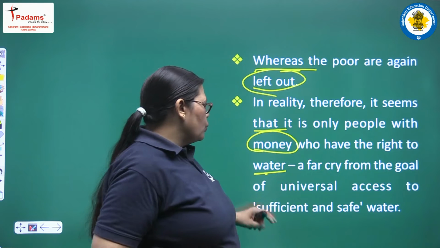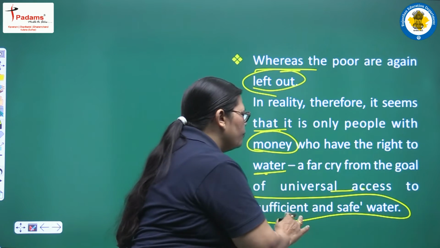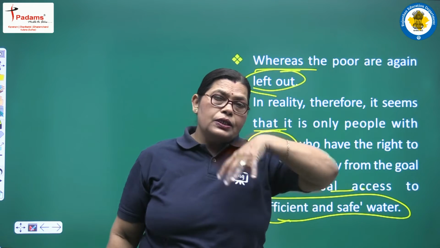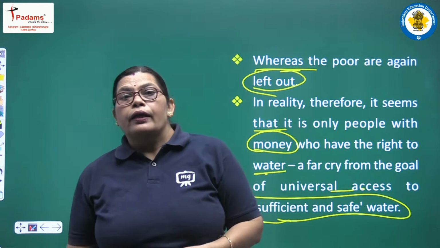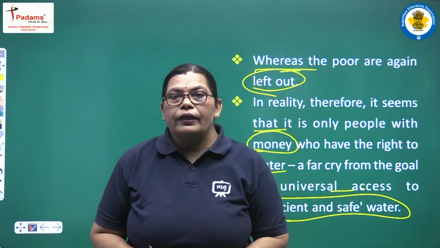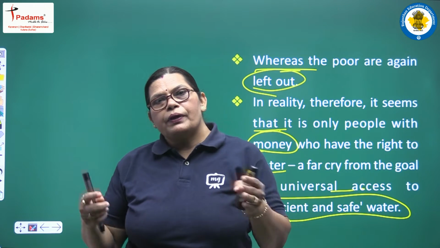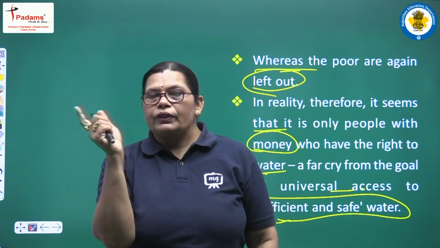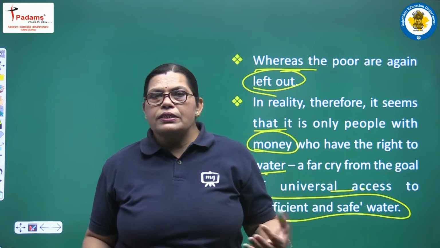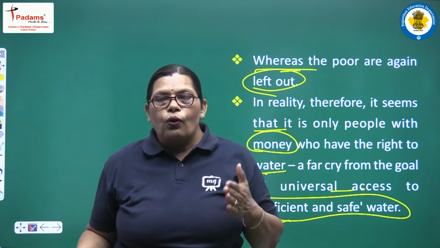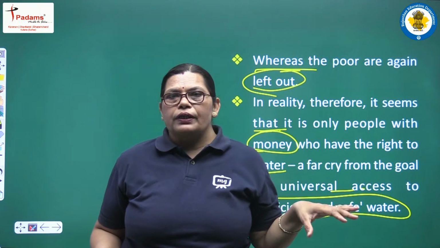A far cry from the goal of universal access to sufficient and safe water. When we are considering the far cry, see the situation behind it. When you see a colony where lots of people are living and there is a very severe shortage of water, in 4 days, in 5 days, or maybe sometimes 20 minutes in the morning with the help of hand pumps, and 20 minutes in the evening, twice a day. And what's the situation? From all these situations, what has happened? The poor people suffered a lot.